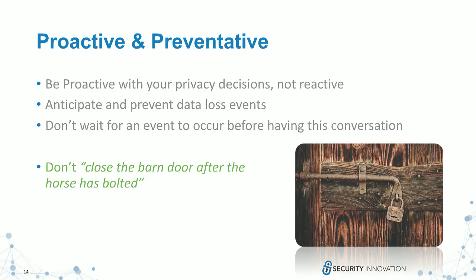So the first one is we want to be proactive with our privacy decisions and not reactive. So we want to anticipate and prevent data loss events. What this really means is we have to be aware that data breaches are an absolute possibility. They can absolutely happen at any time. So we want to make sure we have some kind of disaster recovery, data recovery plan if this does happen.